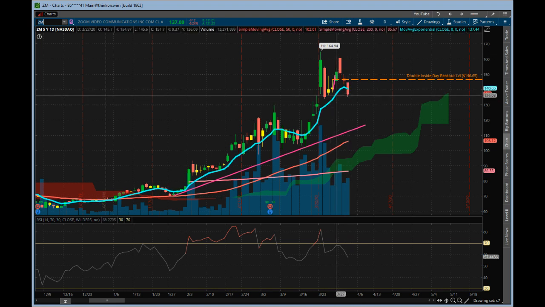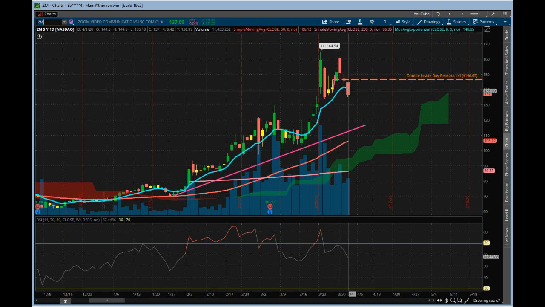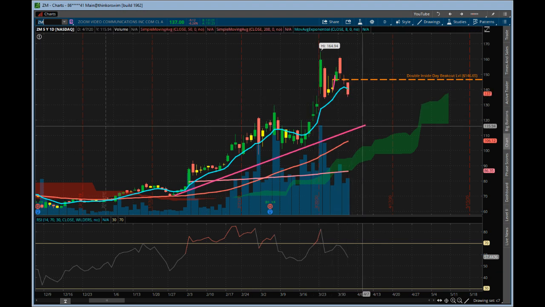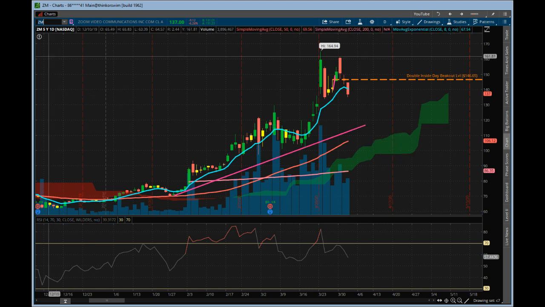So doji sandwich down today, closed below the 8 EMA right here. So see if it gets any follow through here. We got some closing gaps below that it may want to test.